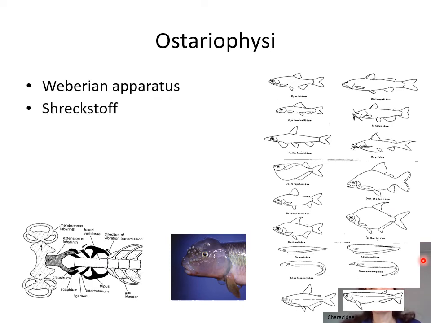Schreckstoff is basically an alarm substance that is released when the scales are ruptured. So if an individual has been attacked or eaten or bitten, its scales are going to release this scent into the water column, and then the other fish can react. In some cases, they'll school up really tight. In other cases, they may leave the area, but it allows them to sense it. And they can even do this across species.